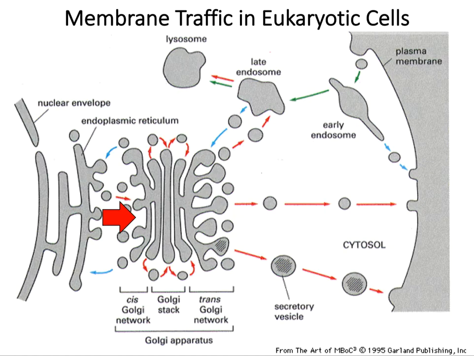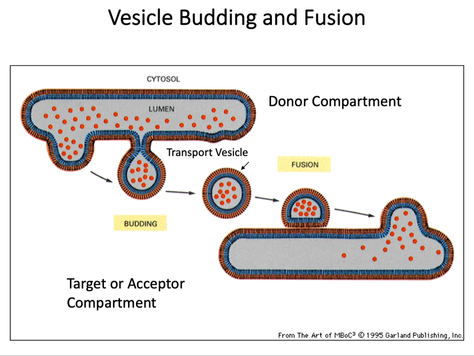So the next step for this protein is to move from the endoplasmic reticulum to the Golgi as shown here. So how do these vesicles move from the ER to the Golgi? All of these compartments along the secretory pathway communicate with each other through vesicle trafficking. As the name suggests, vesicle trafficking is the process by which a vesicle buds off from a compartment, which is called a donor compartment, and it fuses with the target compartment.